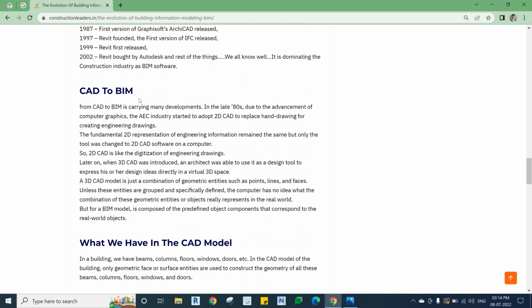And CAD to BIM, you know, right? Computer aided design or drafting to building information modeling. X and Y, we know, is 2D. In the late 80s, due to the advancement of computer graphics, the AEC industry started adopting 2D CAD to replace hand drawing for creating engineering drawings. In the 1980s, what happened is people used to draw each and every thing on paper because there was not that much technology and tools. Then we got the transition into CAD. Then we were able to plan in computer aided design or drafting, for example, in AutoCAD. And we know the fundamental representation of 2D has X and Y.